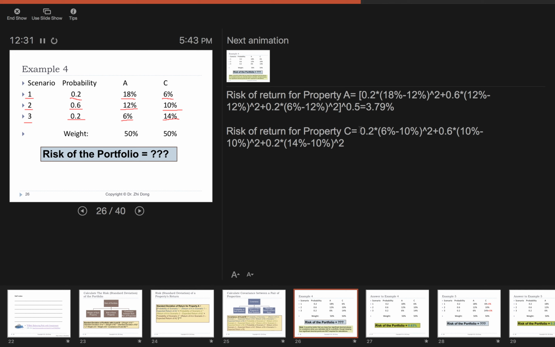So now the final step, don't forget to add the square root for the overall term. Then we will still use this sign to represent 0.5 as the square root. If you input all the information into a scientific calculator, you will get a result around 2.53%.